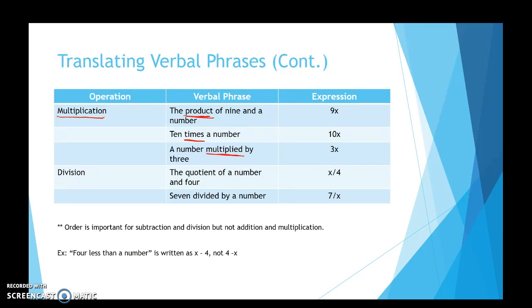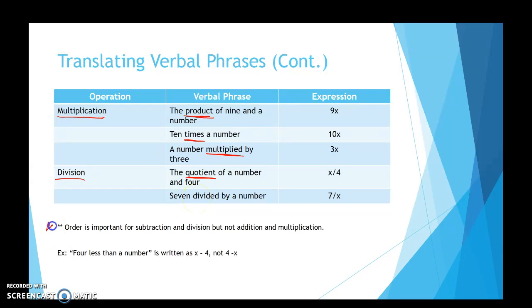The last operation, as you know, is division. So two keywords you'll notice with algebraic expressions with division is the quotient. Quotient means division. The quotient of a number and 4 could be x divided by 4. 7 divided by a number would be 7 divided by x.